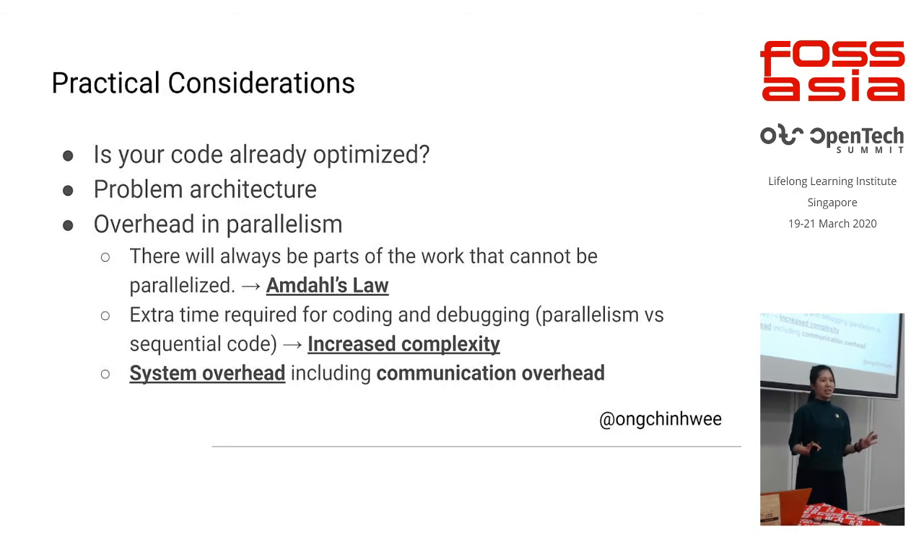On top of that, you also need extra time for coding and debugging your code such that you can move from sequential to parallel. That will add increased complexity to your workflow. And even after you optimize it, there will still be system overhead, including communication overhead. Remember when I talked about the Spark cluster, you have to communicate across your computes. In this case it's not so bad because you're communicating within your compute, but the communication between your cores is still going to add up to the overhead.